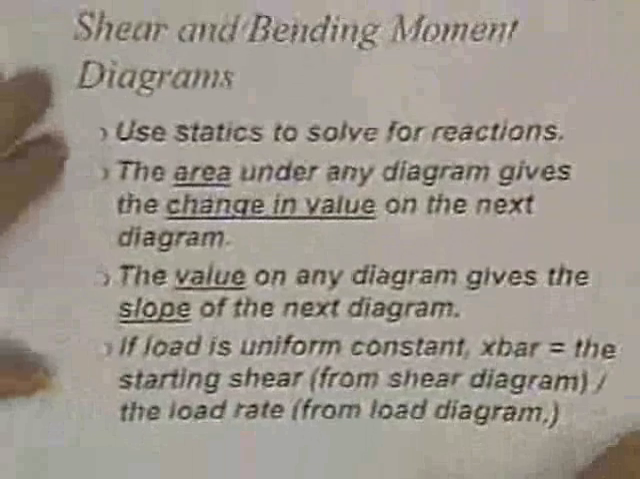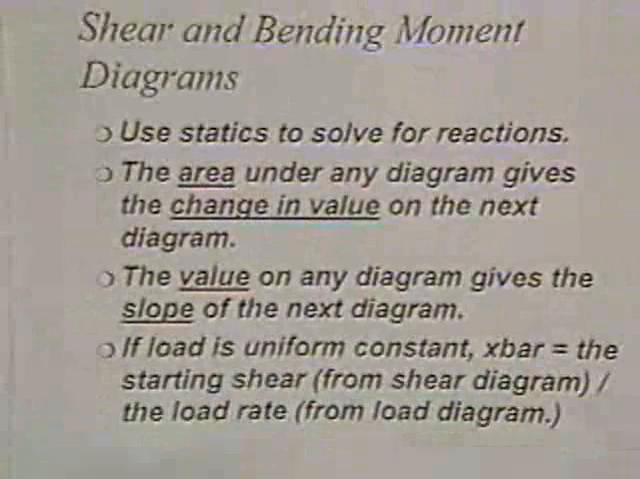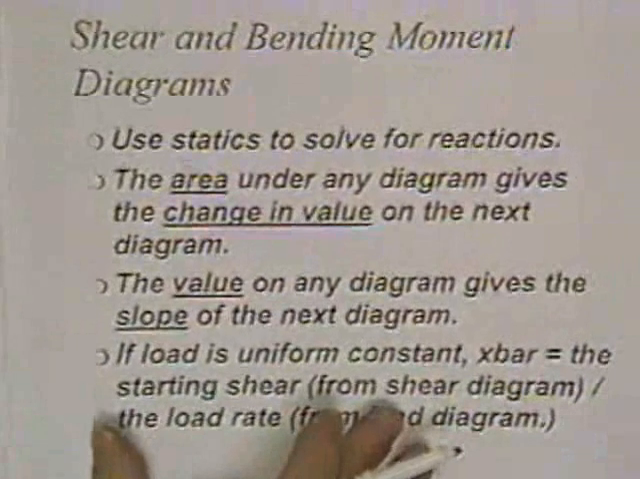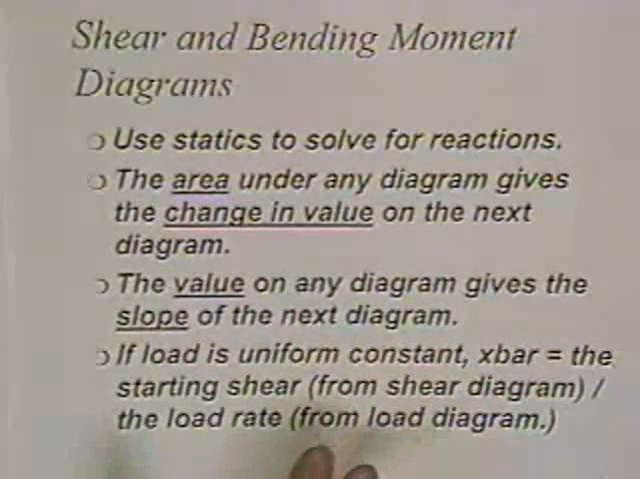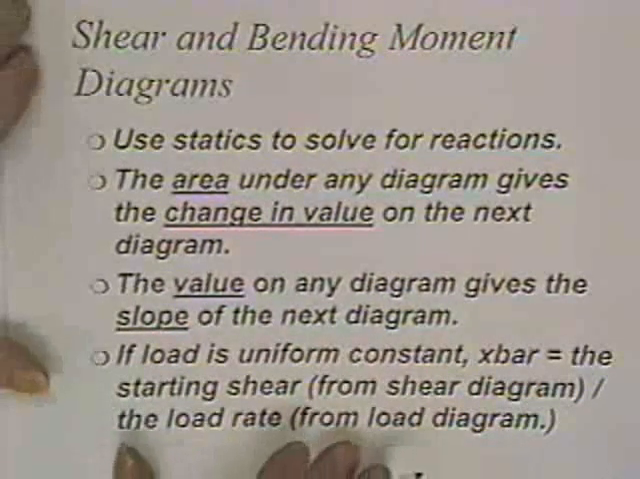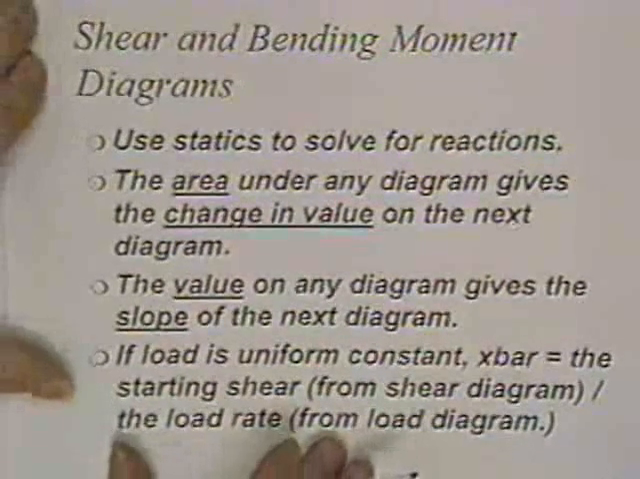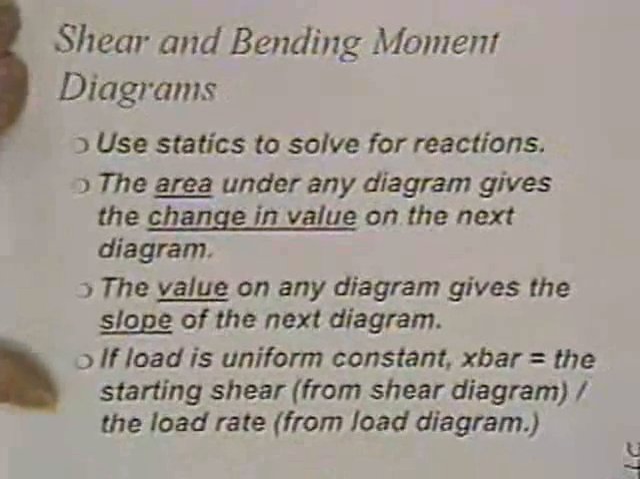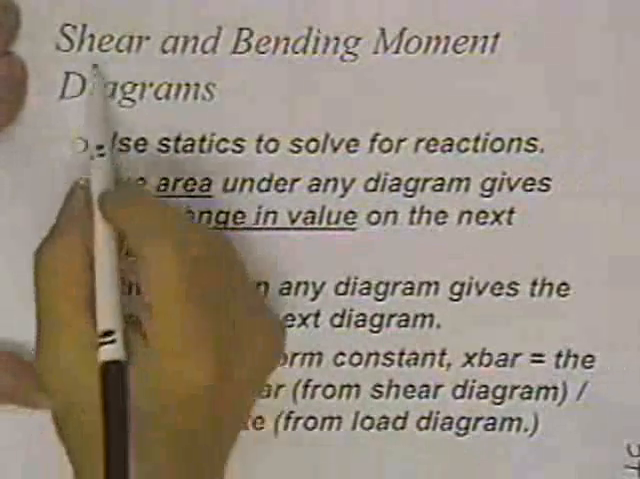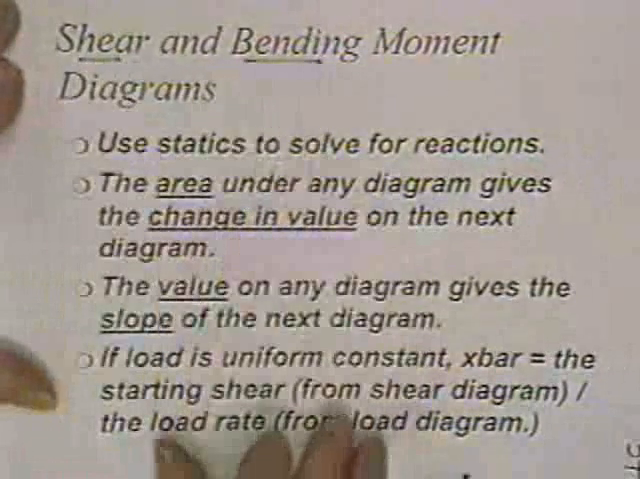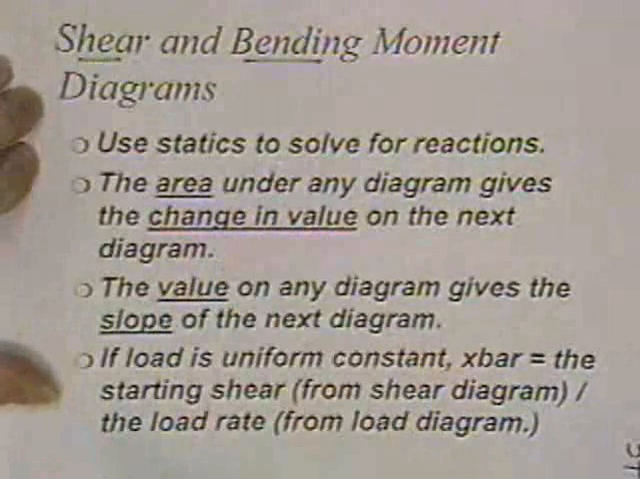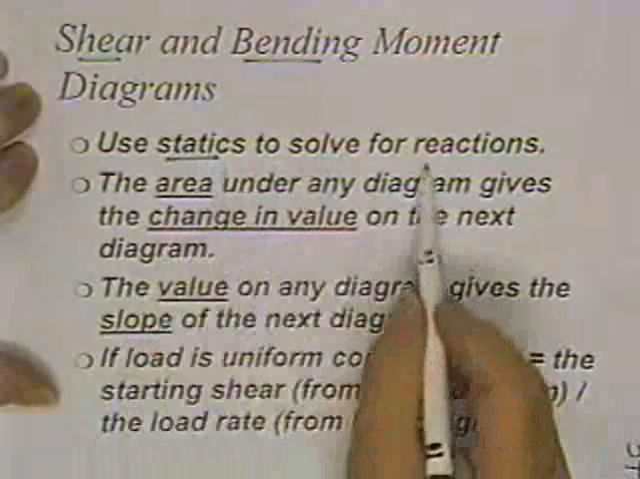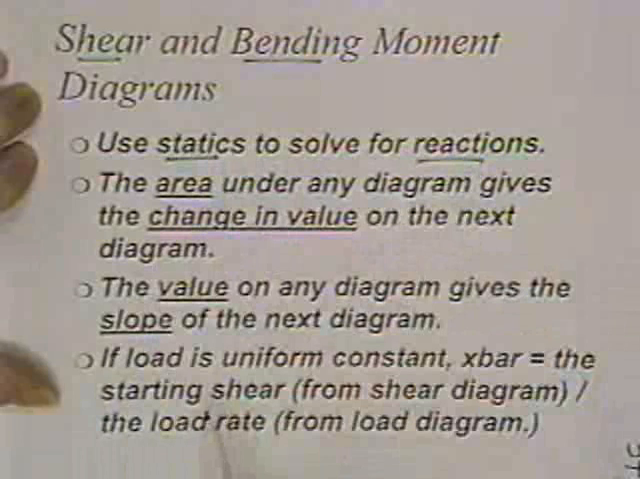Alright, so we've discussed how to get the centroid, how to get the moment of inertia about the neutral axis. Now we'll determine how to get the number M in the equation MC over I. To do that, you must be able to draw shear and bending moment diagrams. You will use statics to solve for reactions on the beams.